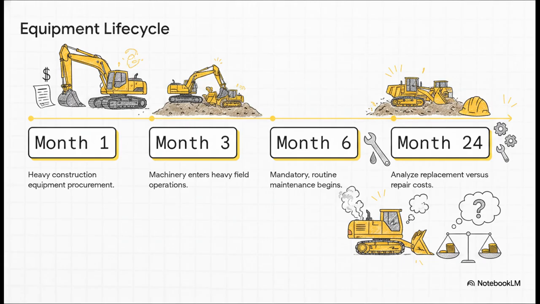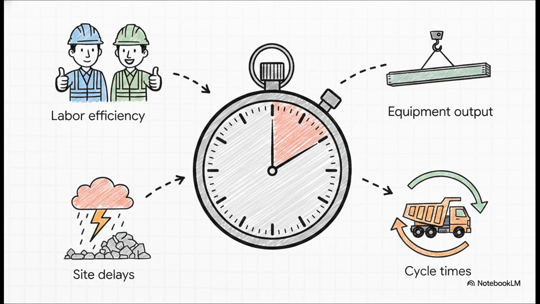From procurement in month 1, right into heavy field operations by month 3, you absolutely have to factor in mandatory routine maintenance by month 6. Why? Because if you push an excavator past its schedule just to save a little time today, it will absolutely punish you with a catastrophic breakdown tomorrow. By month 24, you're constantly analyzing whether the cost to keep repairing the machine is higher than its total replacement value. Because at the end of the day, field efficiency dictates the bottom line.